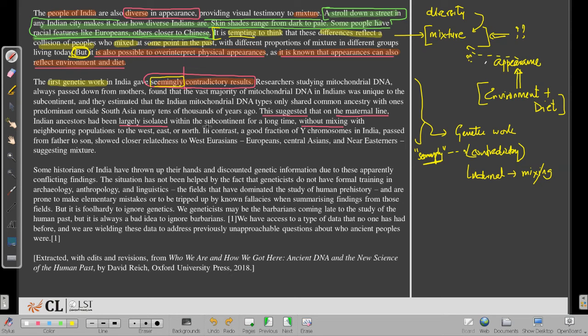Okay, and then the author says, "in contrast," that is the contradiction. So here we'll understand the contradiction. In contrast, a good fraction of Y chromosomes in India pass from father to son. Now, when you look at father to son, that is paternal, right? Father to son is paternal.